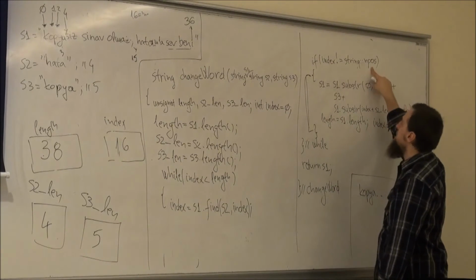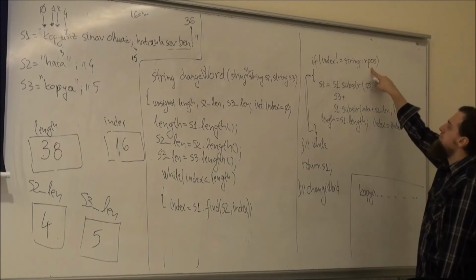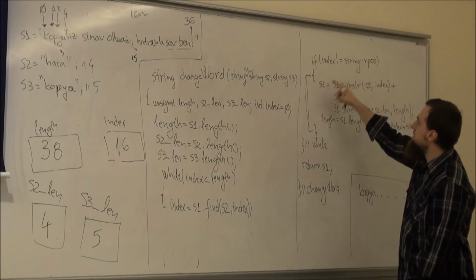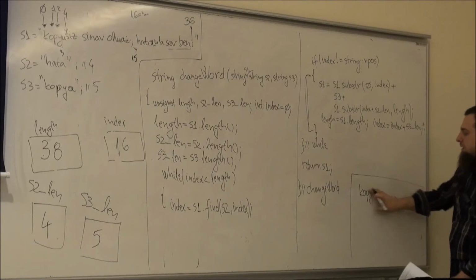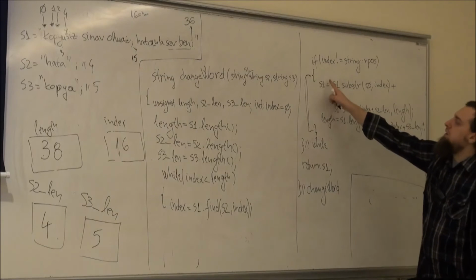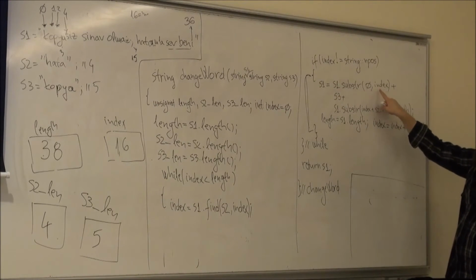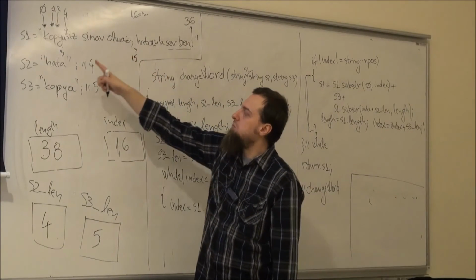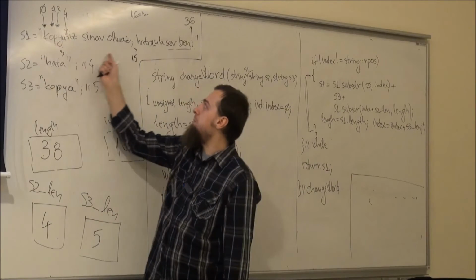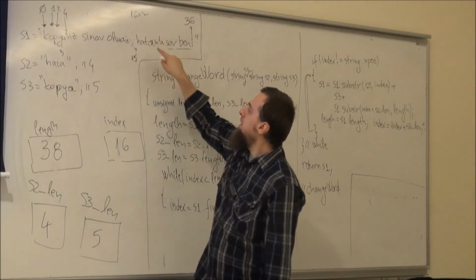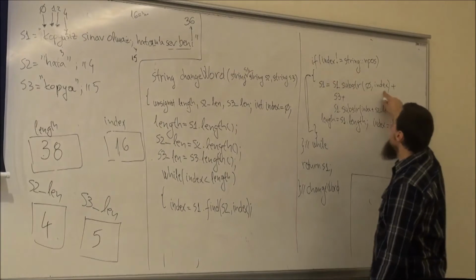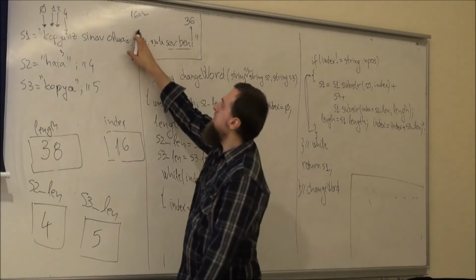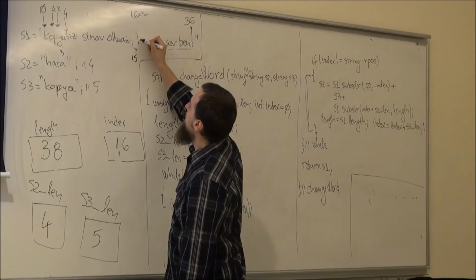If index is not end position, meaning this is true because we have found the index, we do the same stuff, but here we have something different. The new S1 will be S1 substring from 0 to index. From 0 up until index, 16 characters, from 0 to 15. We're just going to copy paste this stuff, then add copia, then add this stuff here. So from 0 to index, add copia, and add the remaining part, meaning afterwards we will have this stuff here. Copia.